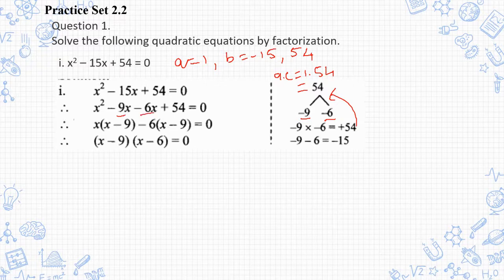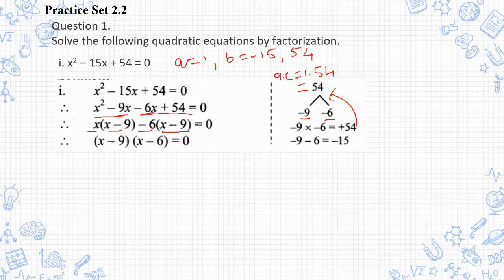Now next we have to pair it. So I'll pair the first pair x squared minus 9x and the second pair minus 6x plus 54. In the first pair I can take x common outside, so inside the bracket you are left with x minus 9. Similarly in the second pair I can take minus 6 outside and inside the bracket you'll have x minus 9. So you see I have x minus 9 twice, so you can write it one time x minus 9, and in another bracket we'll write x minus 6, and that equal to 0.